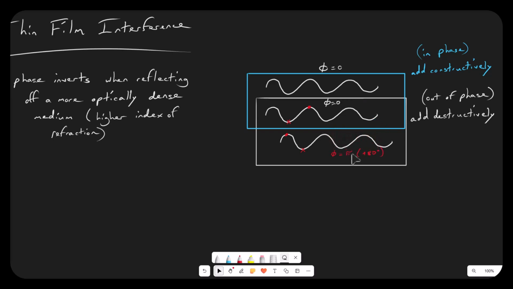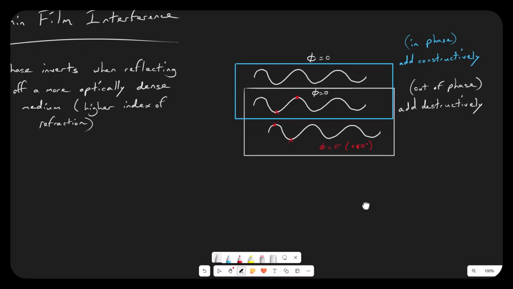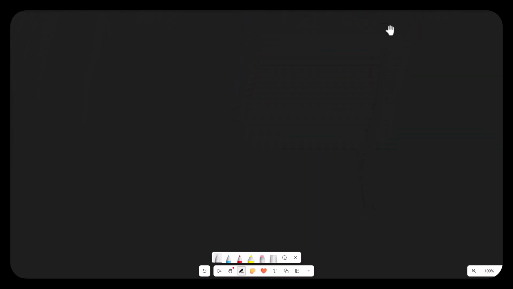So this bottom one, we are talking about fully, completely out of phase. They are 180 degrees apart. When they are completely out of phase, we will get a destructive addition, and those waves will cancel each other. So those are the building blocks I need. Now on to thin films.